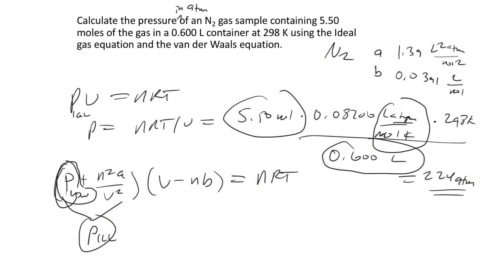And so then if I want to solve for pressure, I need to divide both sides by V minus nB.